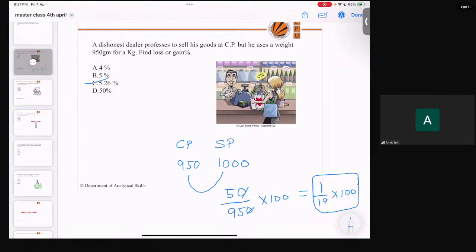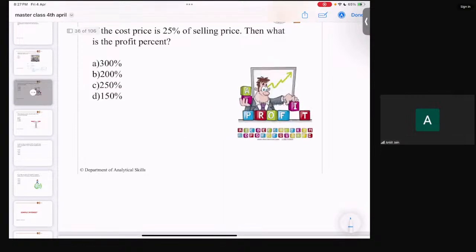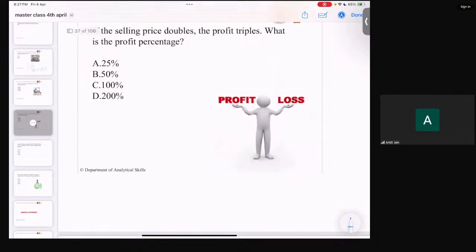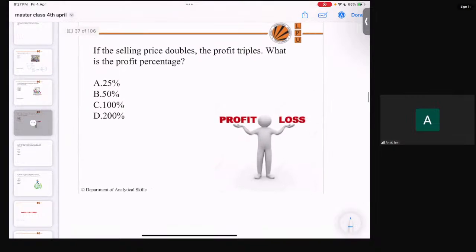1 kg is equal to 1000 grams. So instead of giving 1000 grams, the shopkeeper gave 950 grams. So there is a profit of 50 grams on 950 grams, because profit is always calculated on cost price. Okay, then move to the next question.